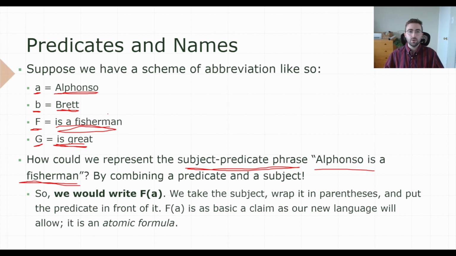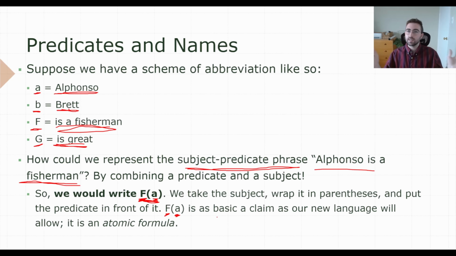Well, we can use our scheme of abbreviation like so. We would end up writing F and then in brackets A. What this means is we take our subject, so in this case, this little a for Alfonso, we wrap it in brackets, and then we stick a predicate in front of it. In this case, F, because F means is a fisherman. So then, F and then in brackets little a means Alfonso, little a, is a fisherman, big F.